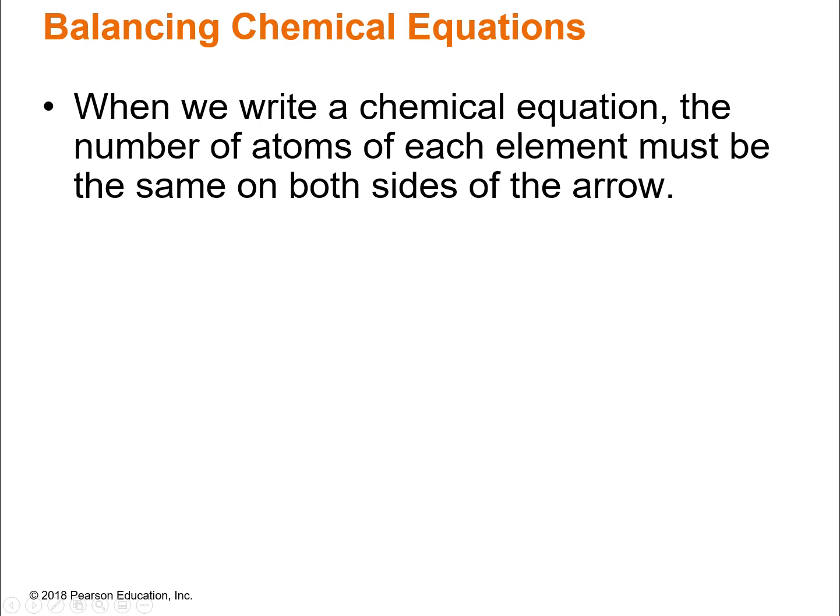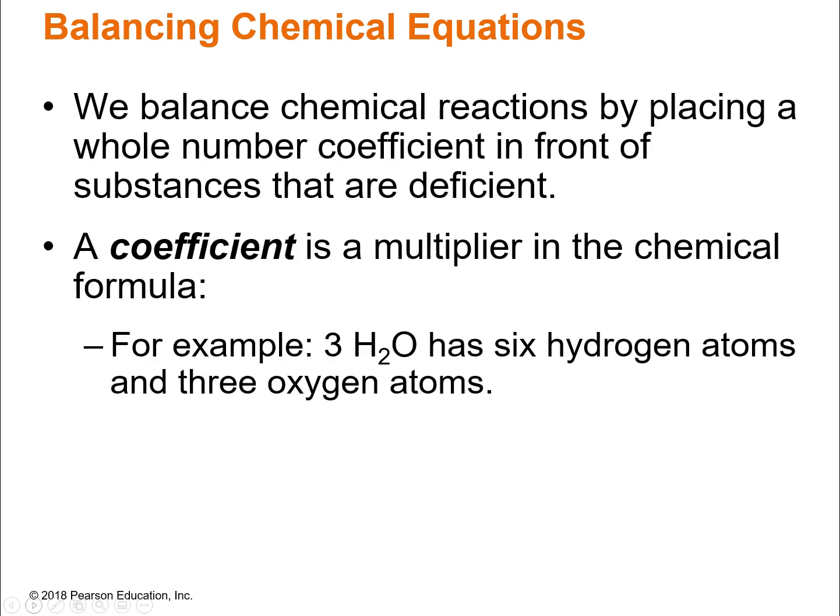So when you're balancing an equation, you're going to make sure that the number of atoms of each element is the same on the reactant side and the product side. That's the goal. You can do that by placing a whole number coefficient in front of the substance. So that coefficient is a multiplier. If you have 3 in front of H2O, that means that you've got 6 hydrogens and 3 oxygens.